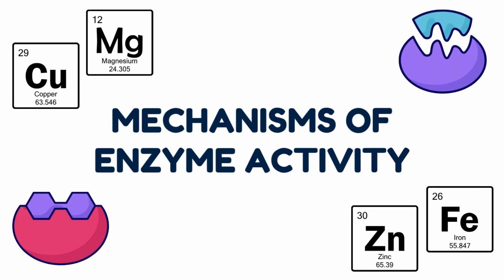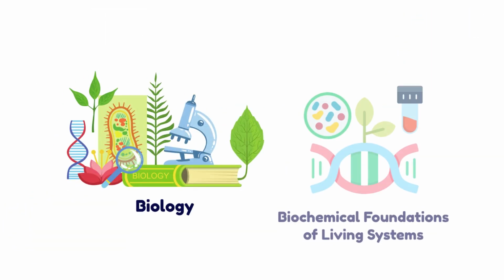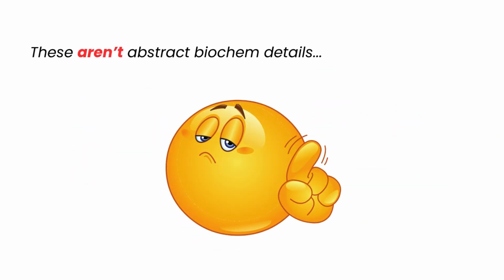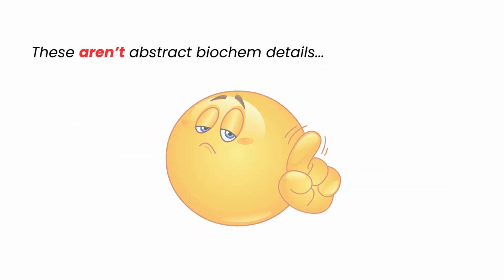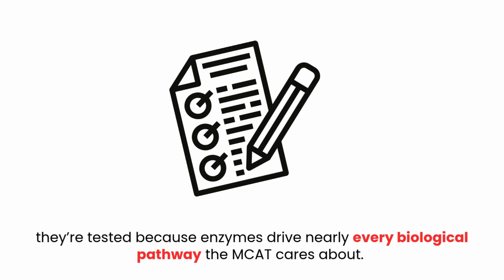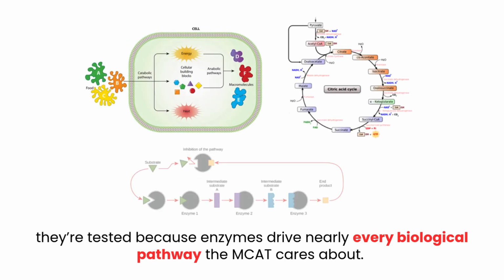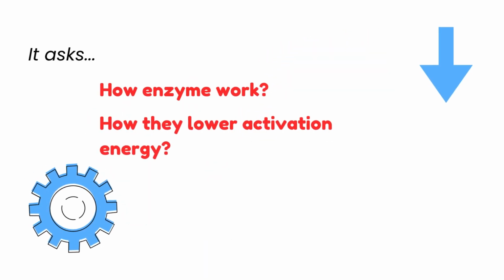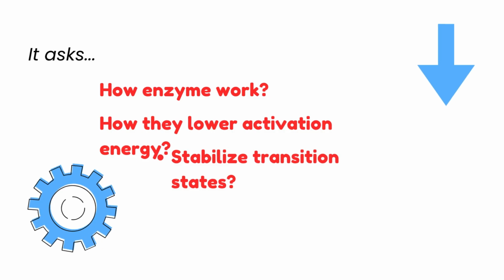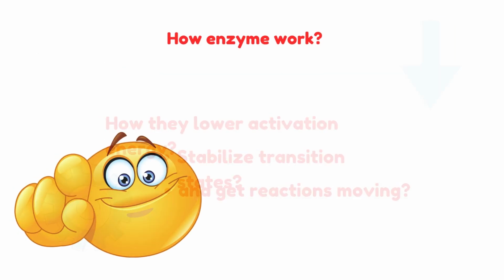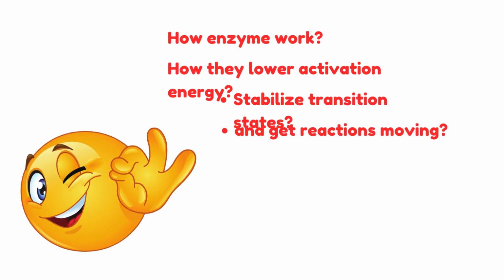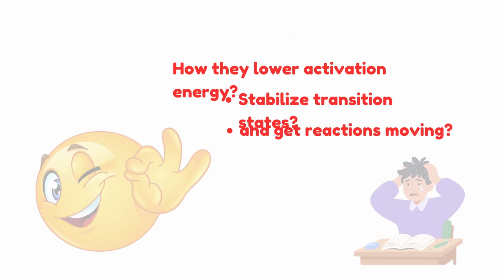Mechanisms of enzyme activity shows up in the biological and biochemical foundations of living systems section of the MCAT. These aren't abstract biochem details. They're tested because enzymes drive nearly every biological pathway the MCAT cares about. The exam doesn't just ask what enzymes are, it asks how they work, how they lower activation energy, stabilize transition states, and get reactions moving. If you know these mechanisms cold, you'll spot correct answers instantly instead of second-guessing under time pressure.